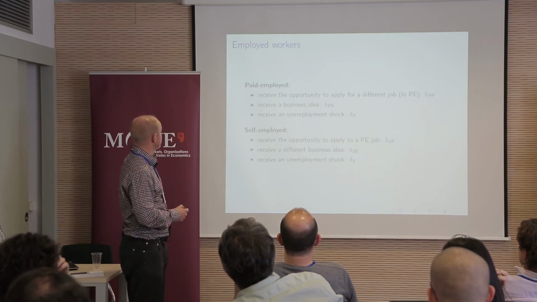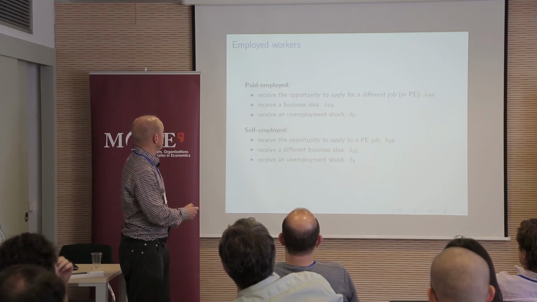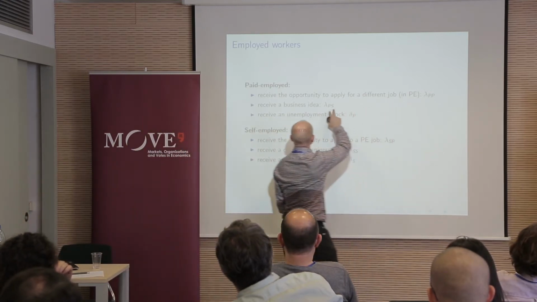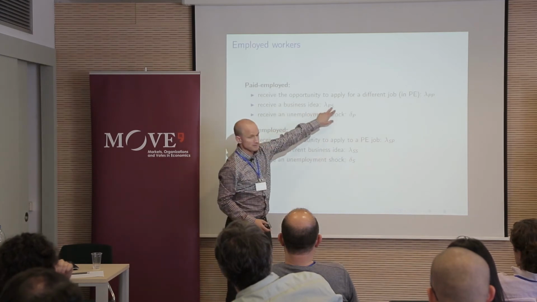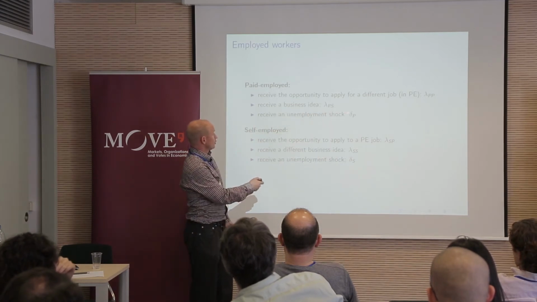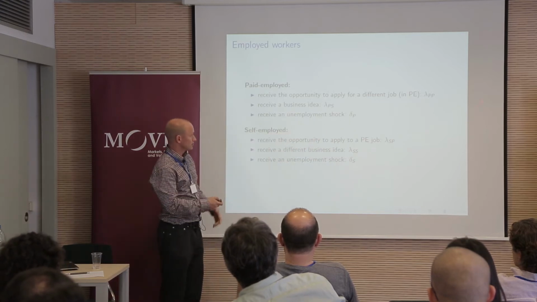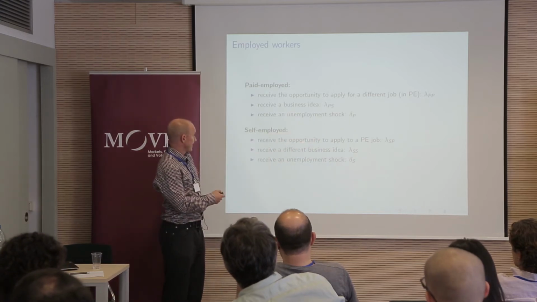The paid employed receive the opportunity to apply for a different job inside P at the contact rate lambda PP, receive a business idea with lambda PS, and receive an unemployment shock delta P. Okay, so that's exogenous separations that you need in those models to have realistic behavior.